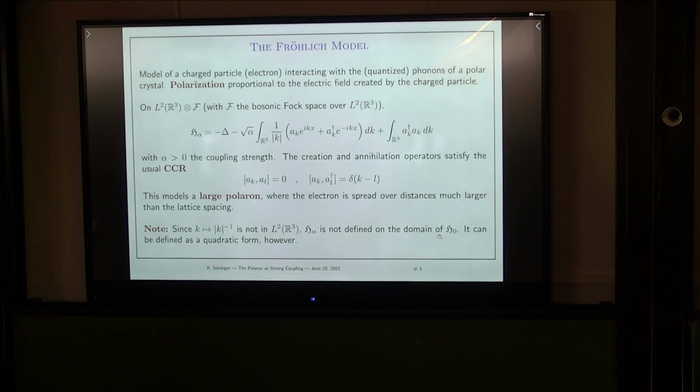It does not have any non-trivial intersection with the domain without coupling, which is the trivial one. But usually the way to do it is you convince yourself that on the quadratic form domain of the free model, this is well defined and bounded from below, and therefore by the usual abstract nonsense it defines a unique self-adjoint operator, and that's the one I mean, right? So this is just a formal expression. Okay, so this defines the model.